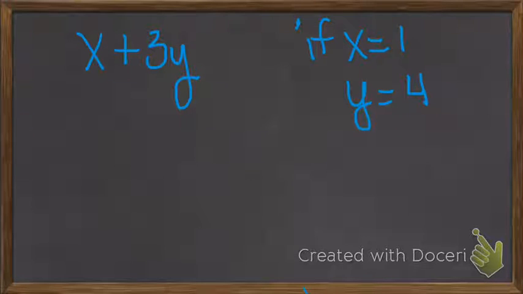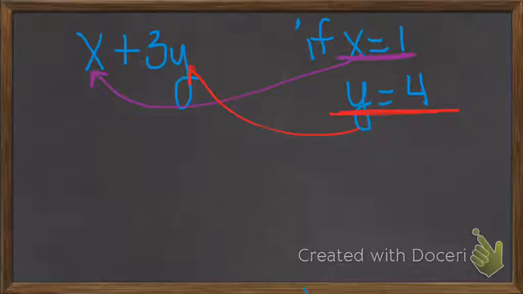All right, here's another example. We're going to evaluate this expression. By the way, an expression just means that there's no equal sign. Okay? So we're going to replace X with a 1. And then we're going to replace Y with a 4. Okay? So it's going to look like such.